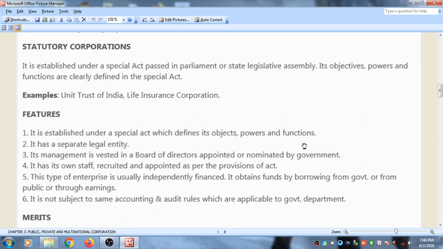It has a separate legal entity. Legal entity means that statutory corporation can work under its own name, under its own stamp. All the works of the corporation can be done under its own stamp or under the name of the statutory corporation.